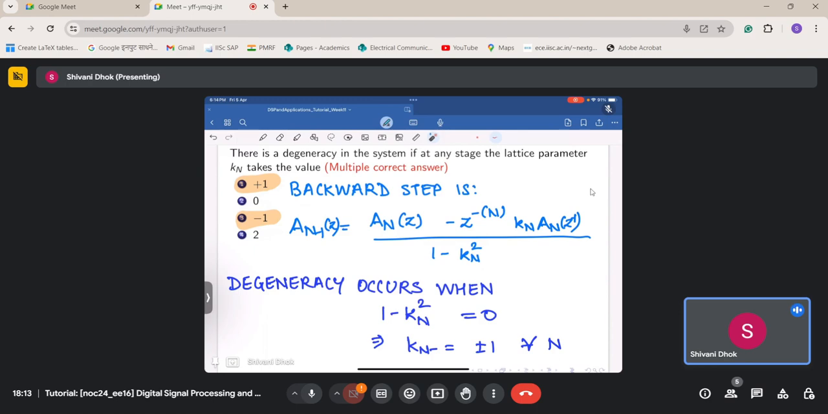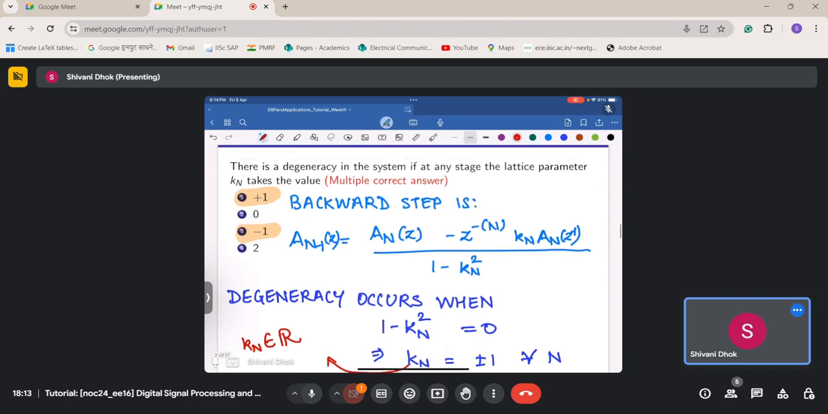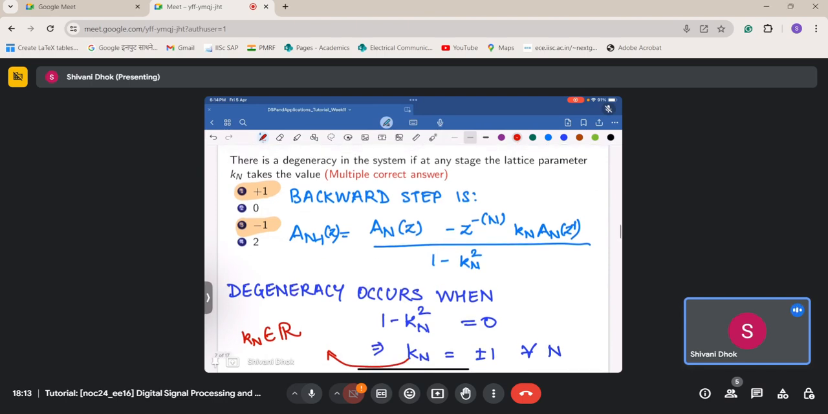One more thing you need to take care of is that this kn belongs to the set of real values, which means that it can't take complex numbers, and therefore we are just left with two possibilities, that is plus 1 and minus 1, and nothing else. I hope this question is clear. If you have any queries, then please let me know.